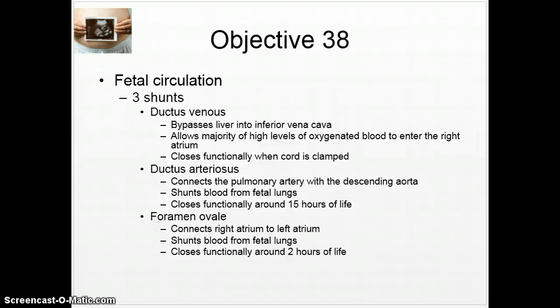The foramen ovale connects the right atrium to the left atrium, so it shunts blood from the fetal lungs and so it can go into systemic circulation. This will close functionally at around 2 hours of life. The ductus arteriosus connects the pulmonary artery with the descending aorta, again shunting blood away from the fetal lungs, and it usually closes functionally about 15 hours of life.